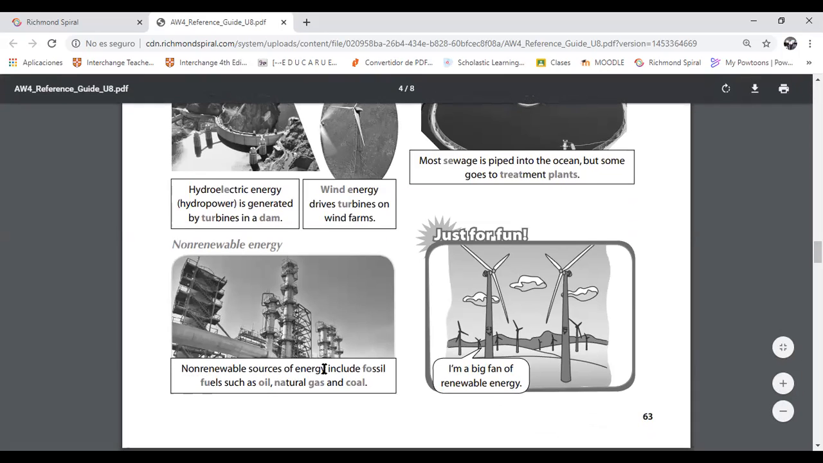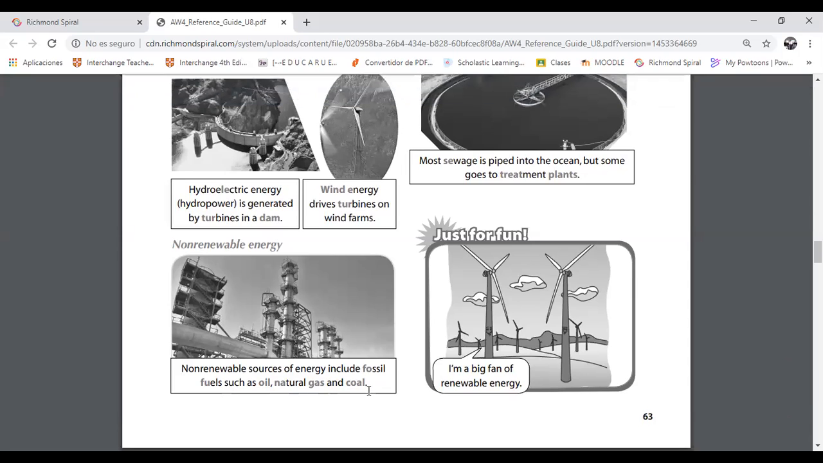Non-renewable sources of energy include fossil fuels such as oil, natural gas, and coal. This is why oil is very important right now in the world, because it's non-renewable. You cannot make it. No puedes hacer petróleo otra vez, por eso es muy importante.